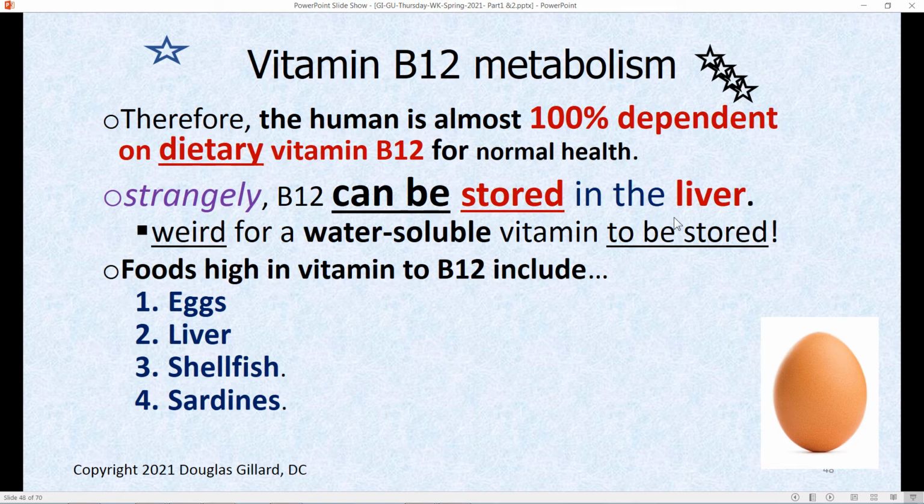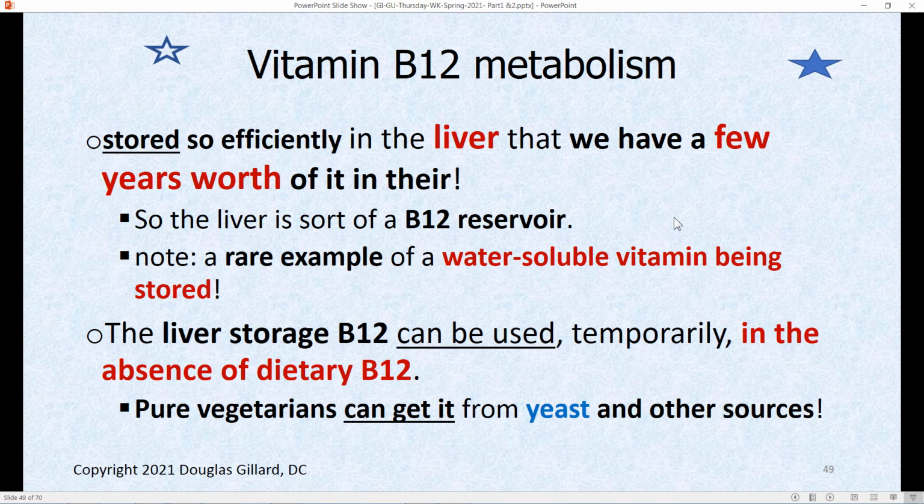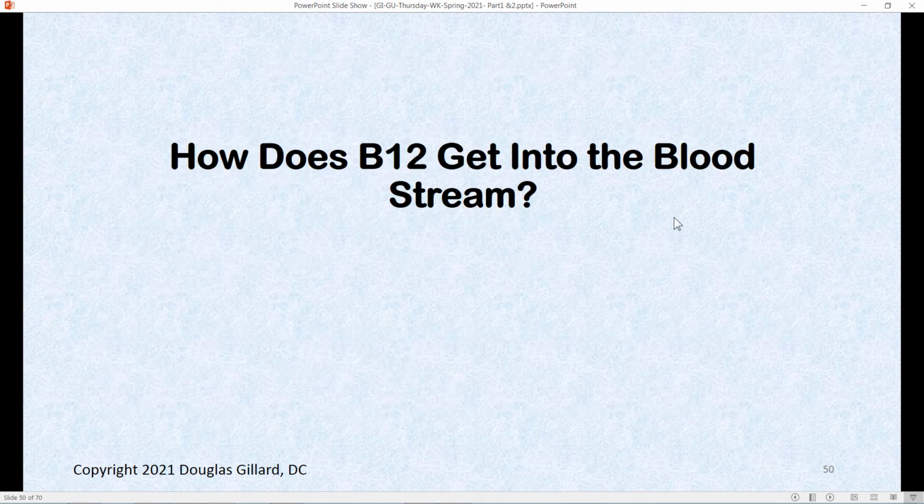Foods high in vitamin B12, I always ask this question: eggs, liver, shellfish, sardines, all high in B12. It's stored so well in the liver that you can actually live if you cut out all your vitamin B12. If you're put on a raft for 2 years, or put on an island and there's no B12, you can live for a couple years on the stored B12 in your liver. Pure vegetarians can get it from yeast and other sources.